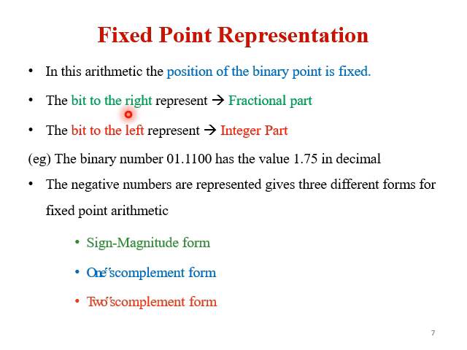In fixed point representation, the position of the binary point is fixed. The bits to the right represent the fractional part and the bits to the left represent the integer part. So the bits allotted for the integer part and fractional part are fixed, and the position of the binary point is also fixed, right? At the same time, negative numbers can be expressed in sign magnitude form, 1's complement form and 2's complement form. It's clear, right?